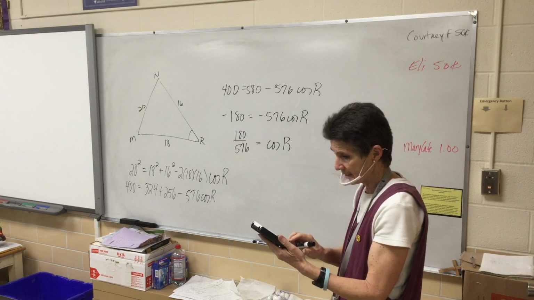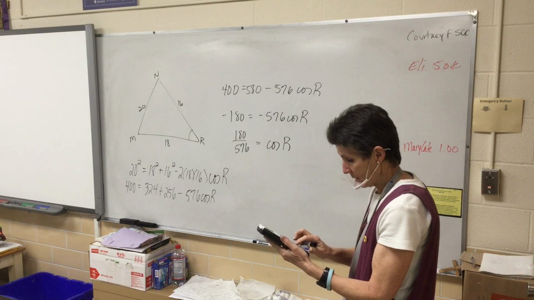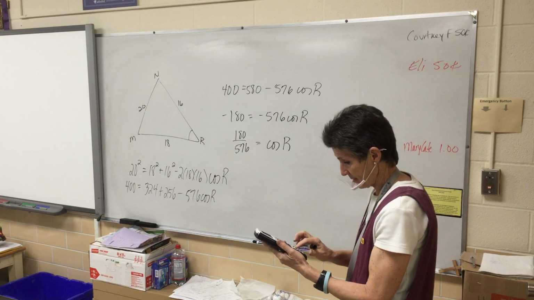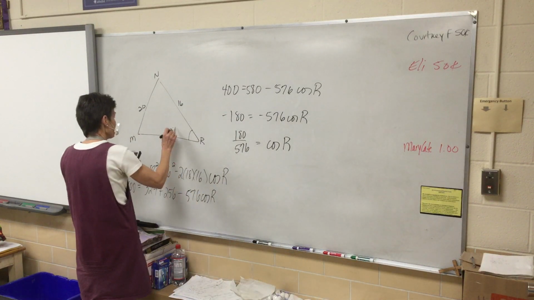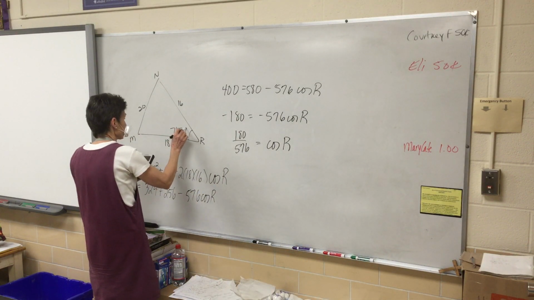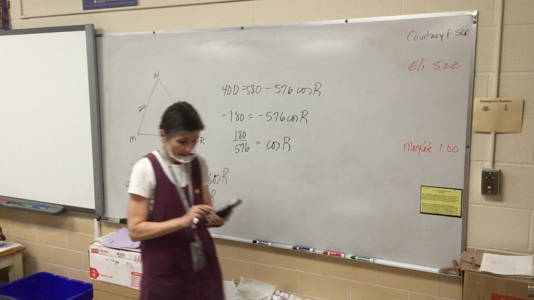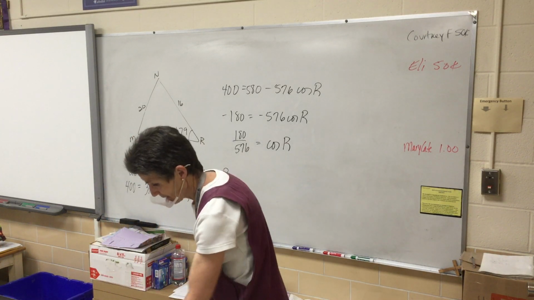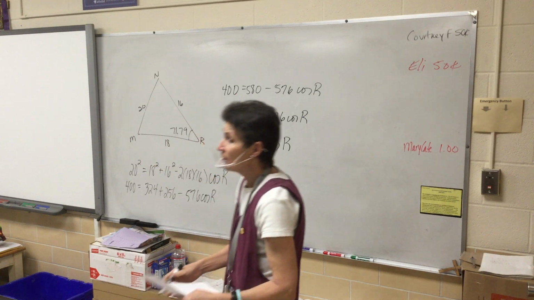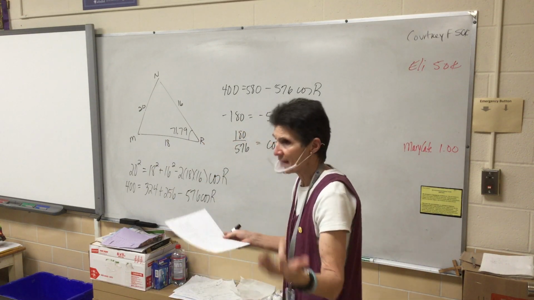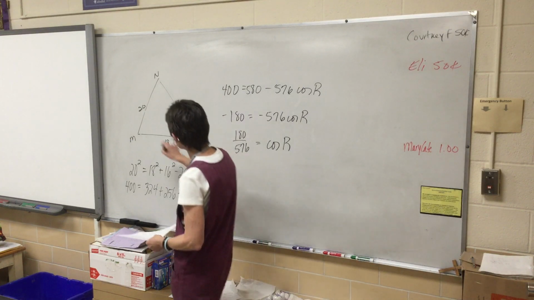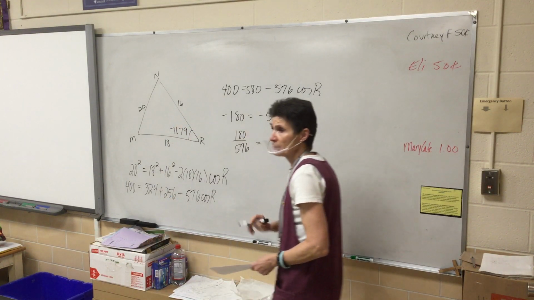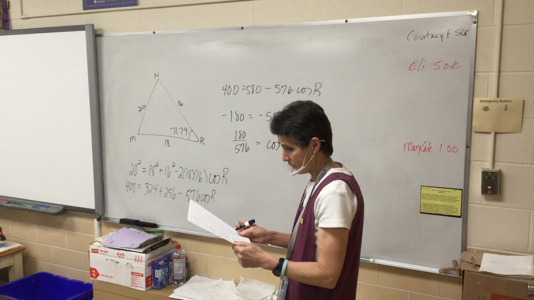Inverse cosine, second cosine, 180 divided by 576. So the largest angle of the triangle is 71.79. And that's all we wanted. Just find the biggest angle. What if we'd have wanted the smallest one? We'd have done the same thing, right? Except the smallest one would have been M, but I would have set it up exactly the same way.